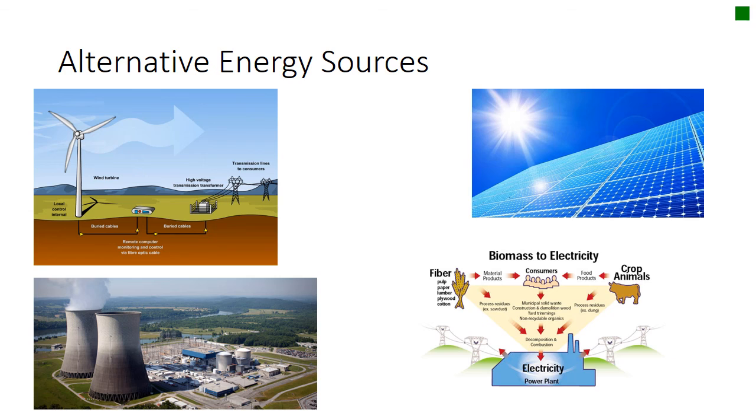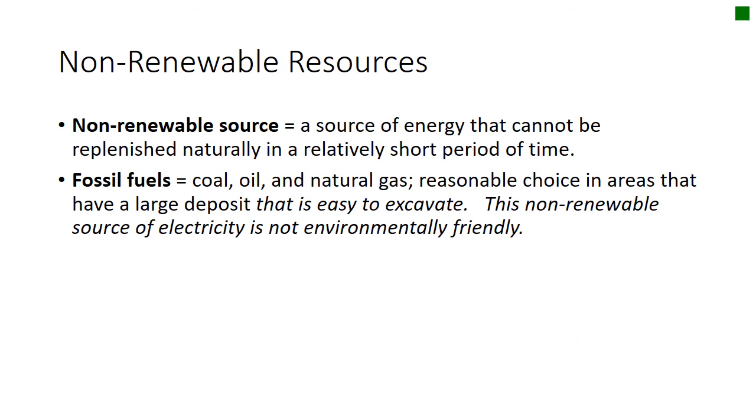So along with renewable resources, there are also non-renewable resources. A non-renewable resource is a source of energy that cannot be replenished naturally in a relatively short period of time. Alberta is very dependent on burning fossil fuels. Fossil fuels include coal, oil, and natural gas. It's a non-renewable source of energy, and it's not environmentally friendly.